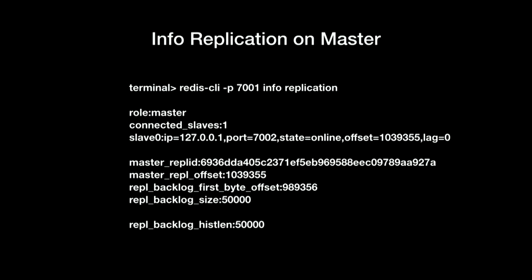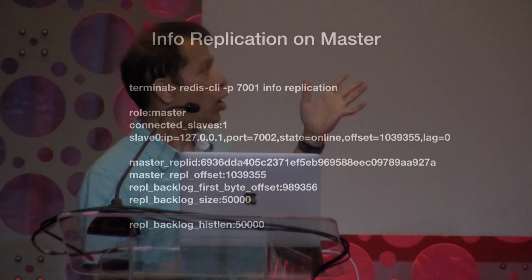The next section is the unique ID I talked about, the replication ID for the master, the replica offset, the first byte offset, and the replica backlog size. In this case, I had set the replica backlog size to 50K. We also have this backlog histlen that did confuse some of my colleagues. It starts at 0, generally increases up to your buffer size, and stays there. So I haven't found much use for it myself. I'm sure there are some uses that I do not understand.